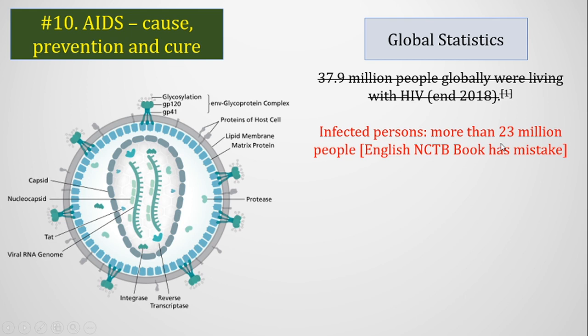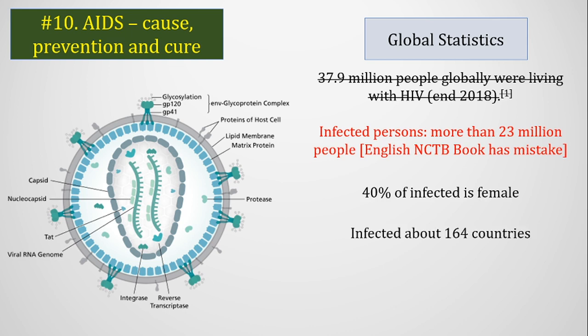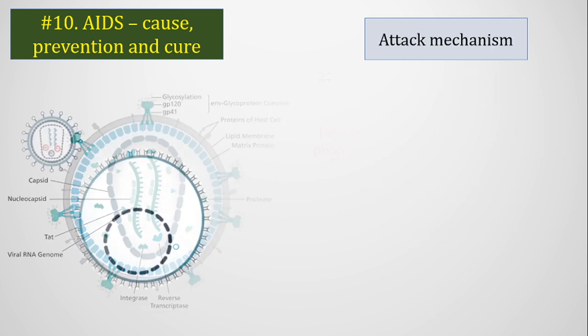Your English version book has a mistake. There should be 23 million, but mistakenly it writes 2.3 million. The accurate figure, according to the Bangla version book, should be 23 million infected people. And among all infected persons, 40% are female, and this syndrome is present in more than 164 countries worldwide.